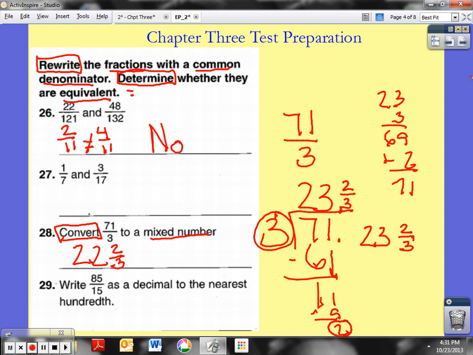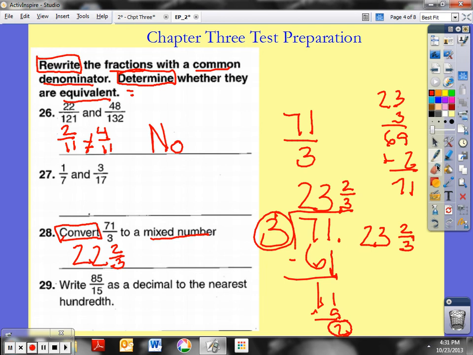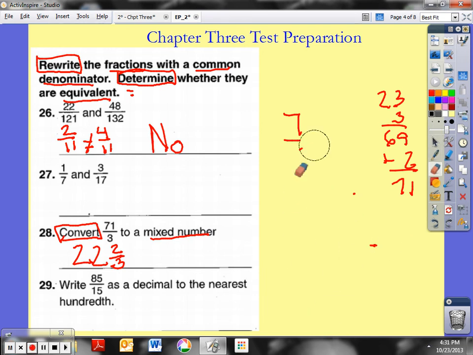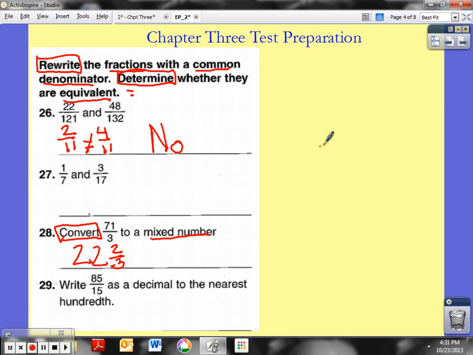Next one, 85/15 as a decimal to the nearest hundredth. So I must take this out to the hundredth place. So now I can't use that little trick where I'm converting it to a mixed number and using the remainder as the numerator and the divisor as the denominator. So 85/15. Okay, that means 85 divided by 15.